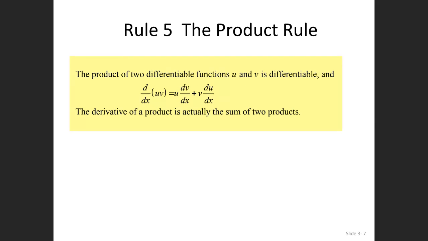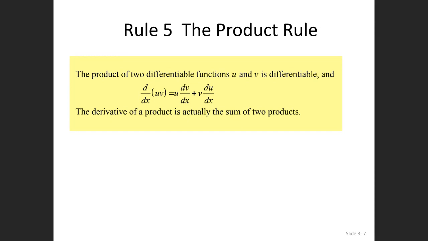Okay. This week we're going to be talking about the product rule and the quotient rule. Here is the product rule. The product of two differentiable functions, u and v, is differentiable, and the derivative of uv is equal to u dv dx plus v du dx. The derivative of the product is actually the sum of the two products. Now in English. Okay.